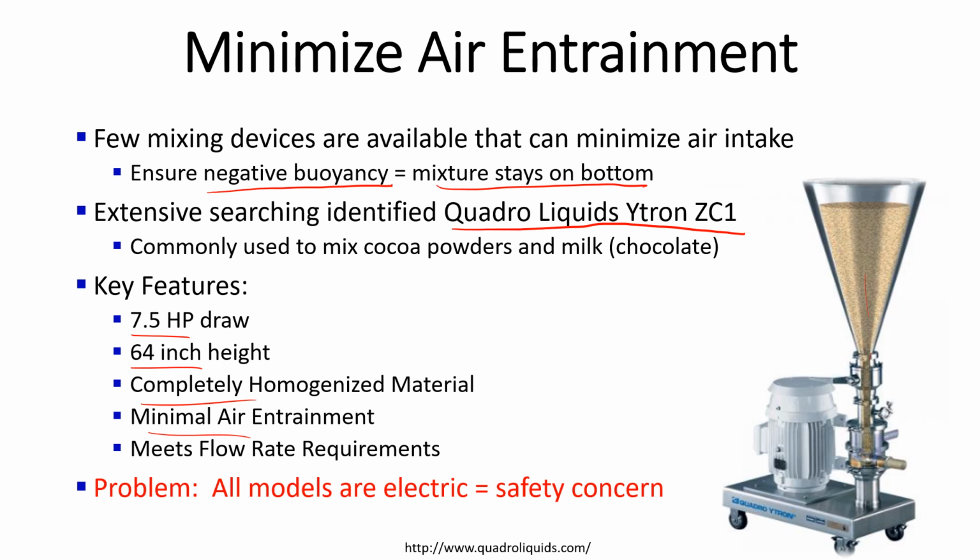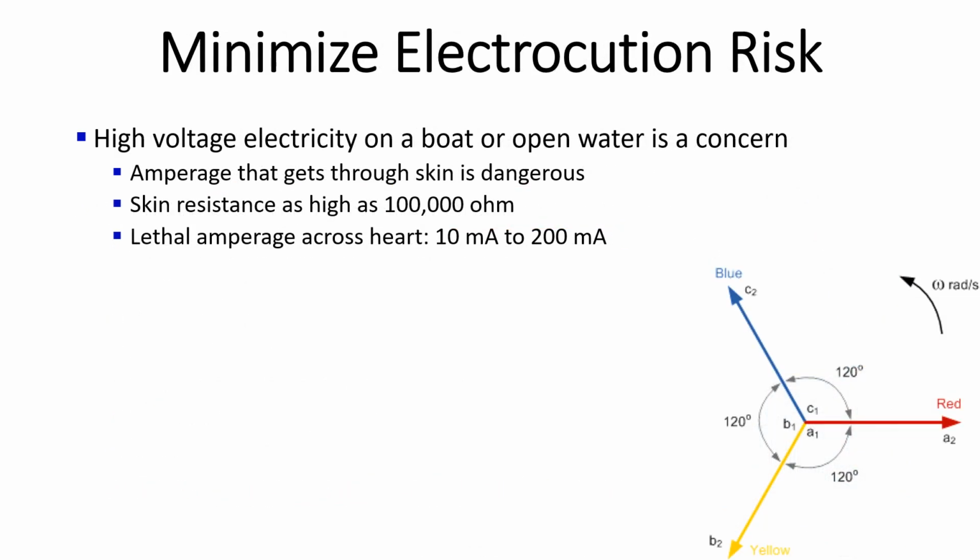It had a reasonable power draw, a 64-inch height, completely homogenizes the material and minimizes air entrainment while also meeting the safety concerns. The trouble is that all models are electric, and it raises the risk of electrocution for use on vessels that are actually moved across the water. So, high voltage on open water or a boat is of great concern.